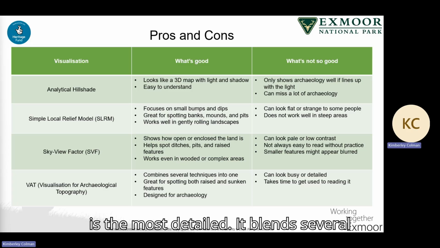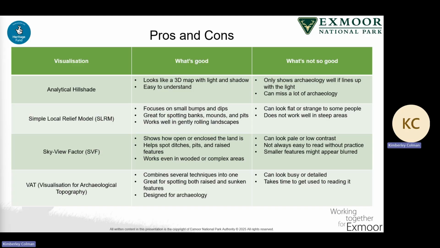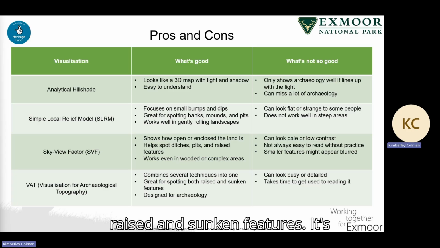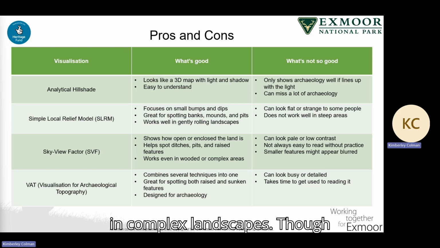VAT is the most detailed. It blends several techniques, including hillshade, sky view factor, slope analysis, openness, and local dominance to show both raised and sunken features. It's designed for archaeology and works well in complex landscapes, though it can look quite busy and it takes time to get used to reading it.